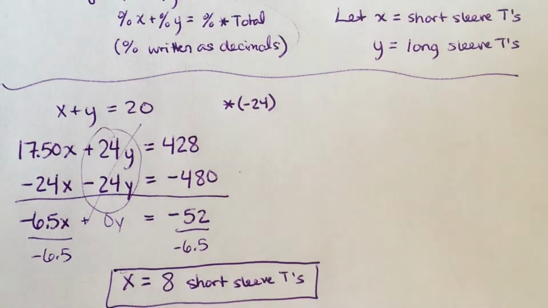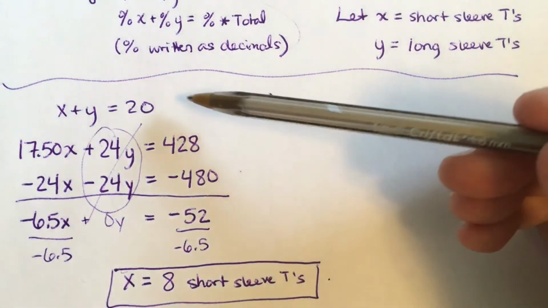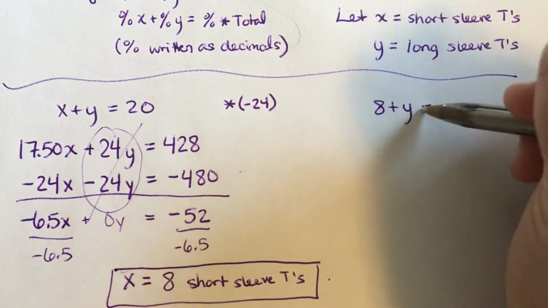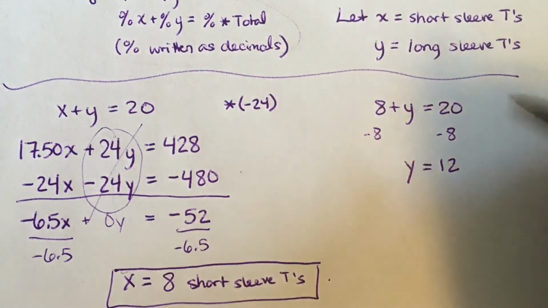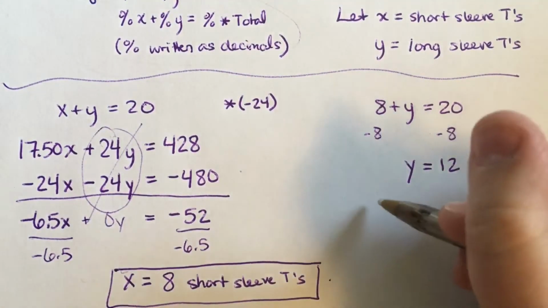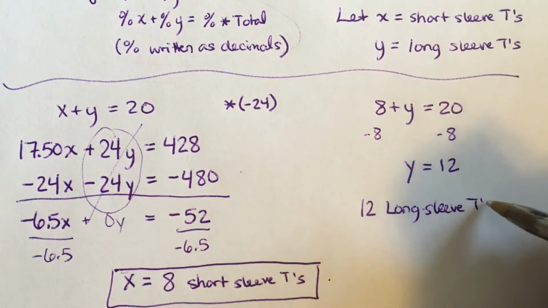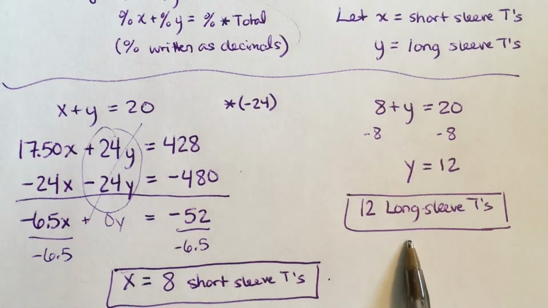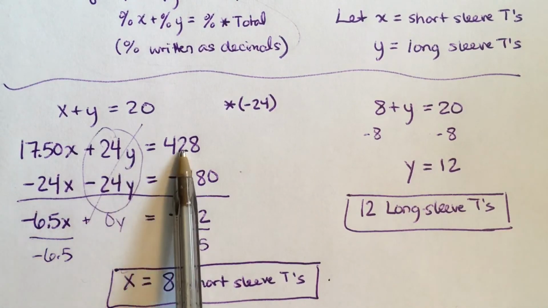But if we look back up at the problem, it asked about both short sleeve and long sleeve. So I need to plug this in to find y. I'm going to pick the easier equation, x plus y equals 20. So I have 8 plus y equals 20. By subtracting 8 from both sides, we get y equals 12. And this 12 is 12 long sleeve tees. And if we wanted to double check, we could also plug it into this money equation and make sure that if you multiply here, you get 428.